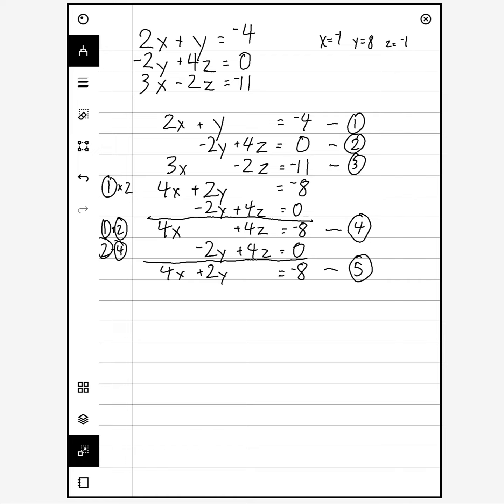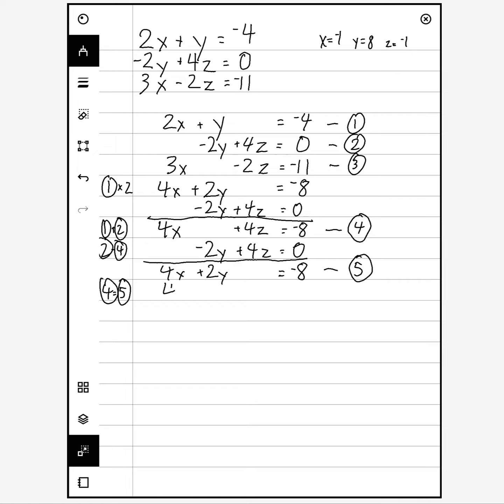These equations, number 4 and 5, are both equal to negative 8. So what I can do is set both 4 and 5 equal to each other. So let's say 4 is equal to 5. And then that way I can get rid of the 8. Maybe this helps. Let's try it out.